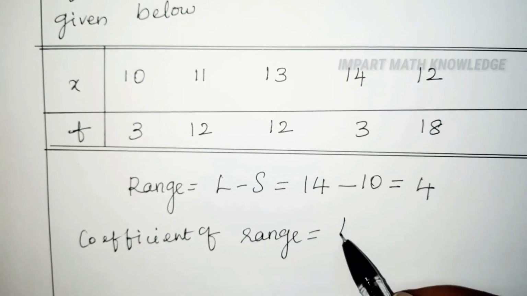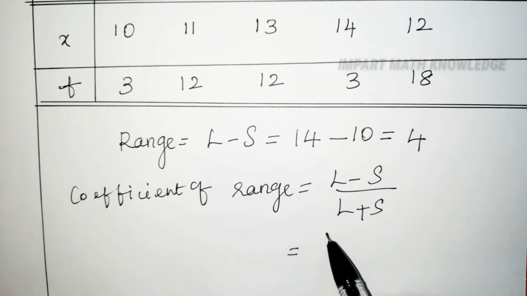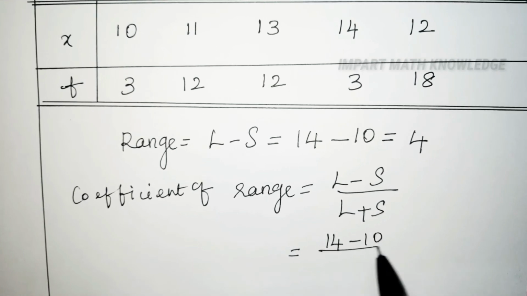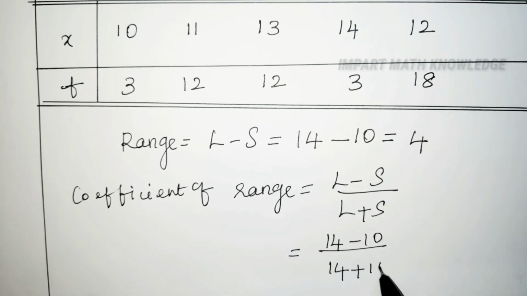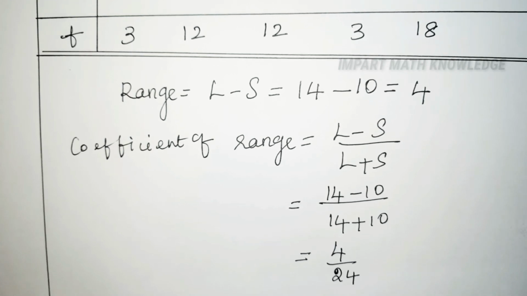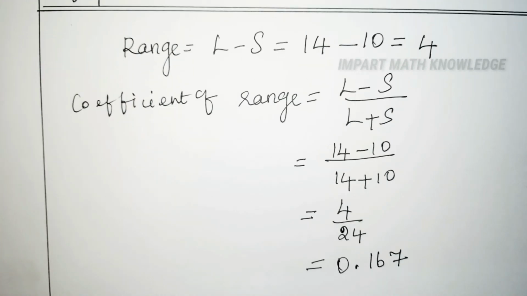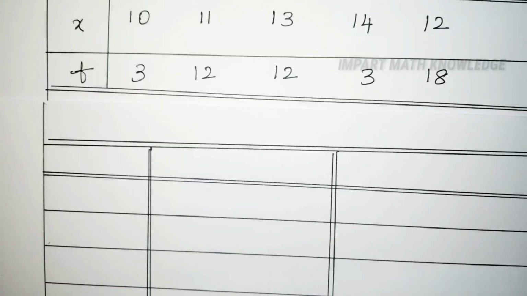Coefficient of range is L minus S divided by L plus S. That is 14 minus 10 divided by 14 plus 10. 4 divided by 24, that is 0.167. Range is equal to 4. Coefficient of range is 0.167. Next we have to find the quartile deviation.